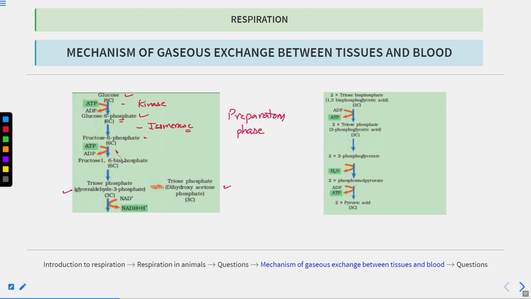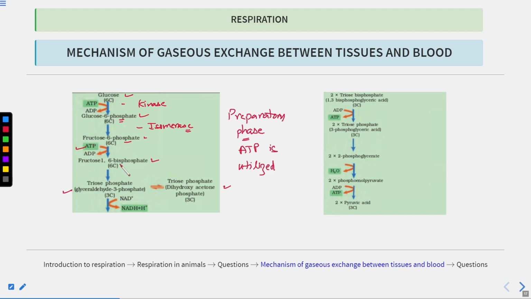Here again you can see there is a transfer of a phosphate from ATP to the fructose. So fructose 6-phosphate is converted into fructose 1,6-bisphosphate, and again ATP is being utilized. That's why it is known as the preparatory phase. Here there is utilization of ATP.